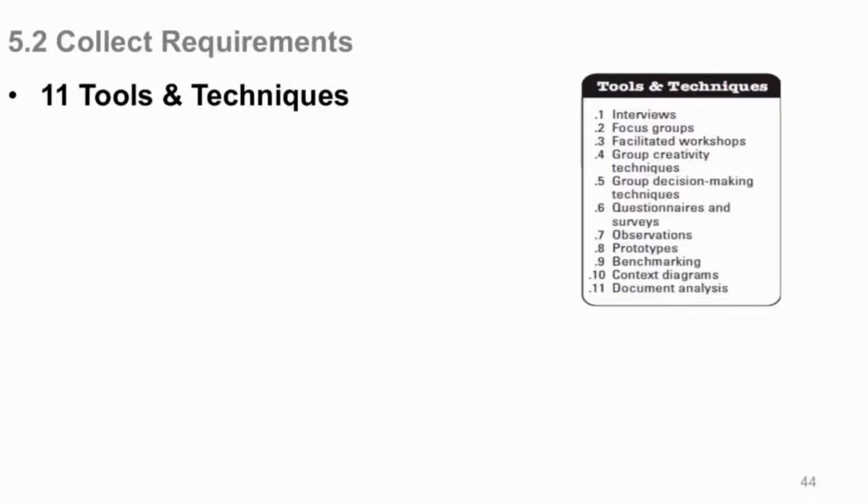Now look at these tools and techniques. There are 11 of them. This is the most we've seen so far, which means what to you and me? This would mean that collecting the requirements requires many, many different tools and techniques to really adequately and successfully define a proper scope definition, scope requirements. Okay, a lot of them. So we're going to go through these.